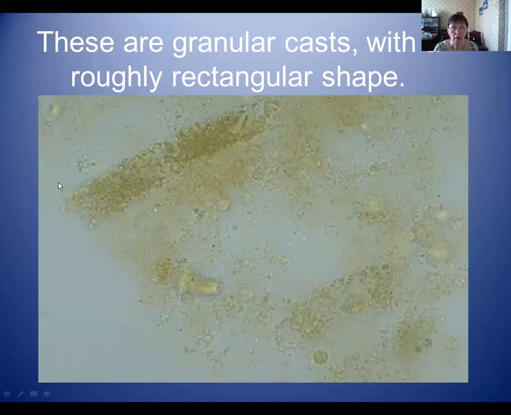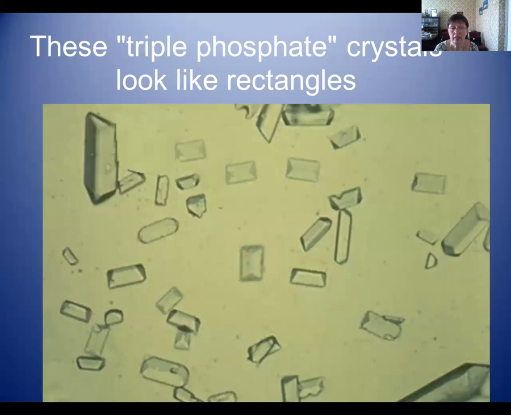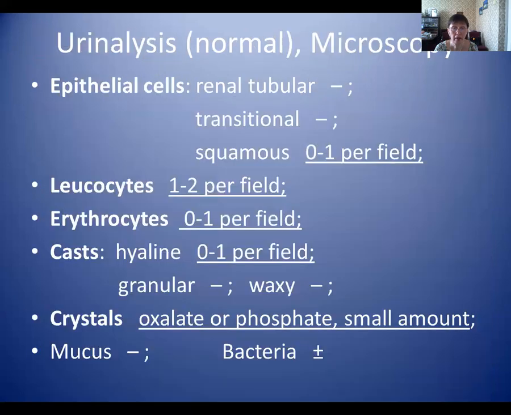Well, here are the examples of the crystals in urine. These are oxalate crystals that look like small envelopes. Oxalate crystals may be common in urine, but in very small amount. The next variant is phosphate crystals, which look like rectangles.